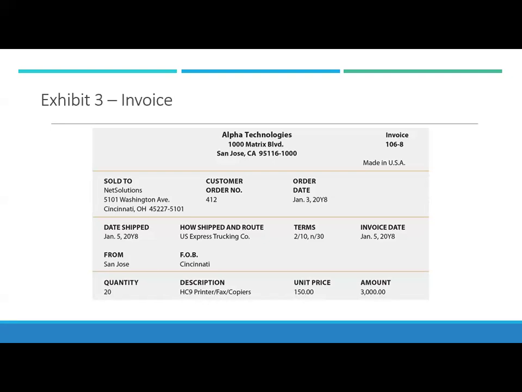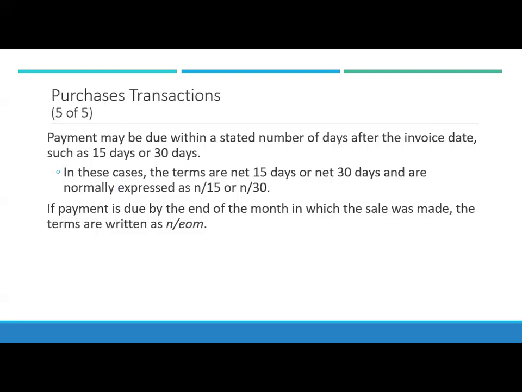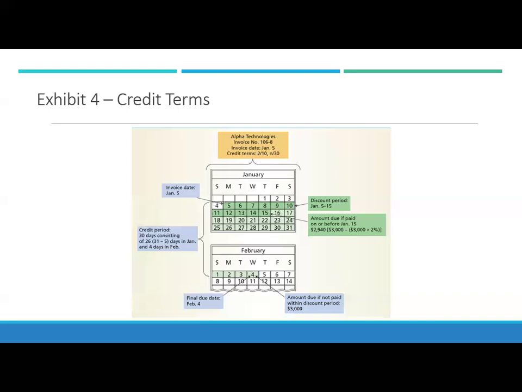The terms start on the invoice date. This is when the timer starts on the terms. And so this is a little illustration of the terms. The invoice, they ordered it on the 3rd, but nothing happens when they order it. It matters when they actually get it. And they got delivery of it. It was on the 5th.